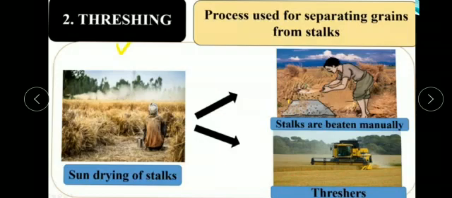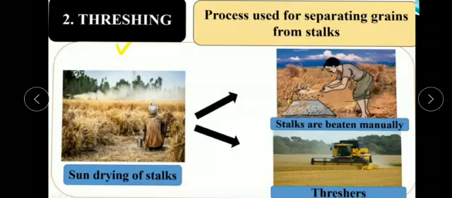So for this we have threshers, and these are machines. They separate grains from stalks. And this process of separating grains from stalk is known as threshing. I hope you have understood what is threshing. Threshing is done in two ways, manually and by thresher. Manually it is done on a small scale, and a thresher is a machine used on a large scale when we have tons of rice. We have completed the second method of separation, that is threshing.